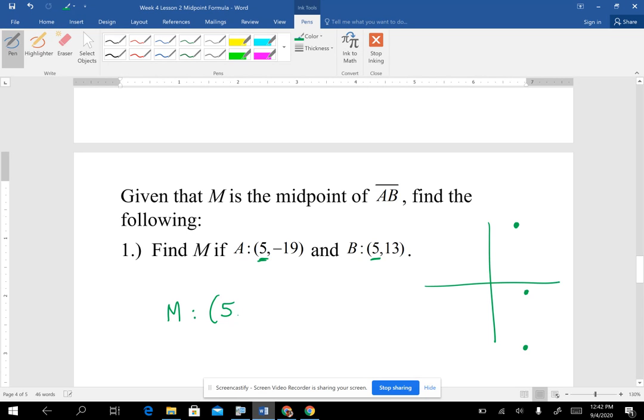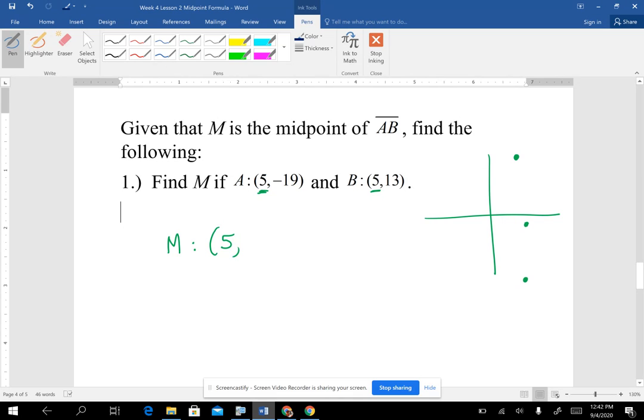So I don't really need to do any calculations for the x coordinate. But when it comes to the y coordinate, here's where the formula part comes in. I want to know what's halfway in between -19 and 13. Whenever I'm looking for a halfway point, that's kind of like taking the average. So here's where the calculating part is going to come in.